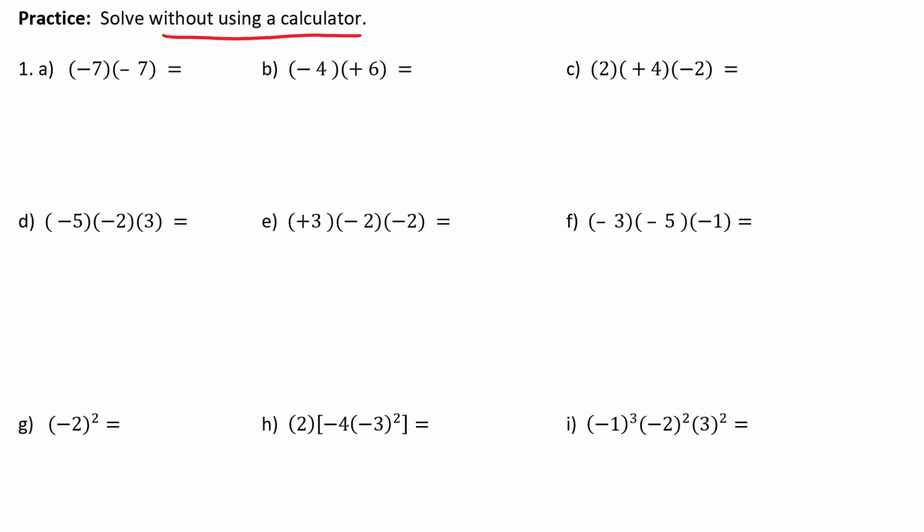Now let's take up these questions. Hopefully you didn't have a problem with them. If you did, not a big deal. That's why I take these up. So here we have -7 times -7. Now, of course, we know 7 times 7 is 49.